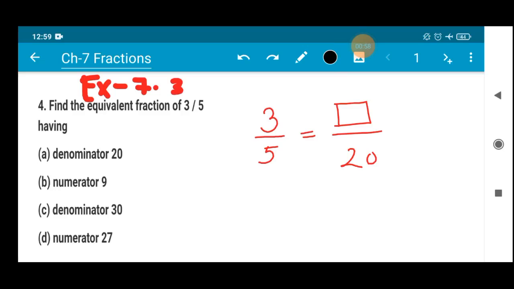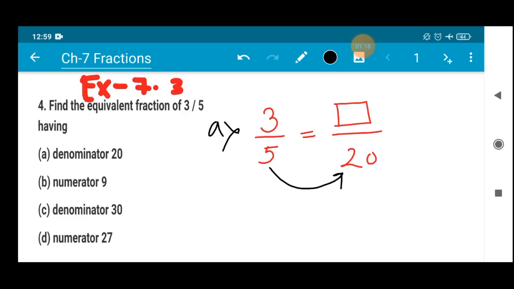Now here the question is just this much: you have to find the equivalent fraction of this fraction, that is 3 by 5, whose denominator is 20. I have shown you two methods, one the normal method and another the algebraic method, so you can use any method here.